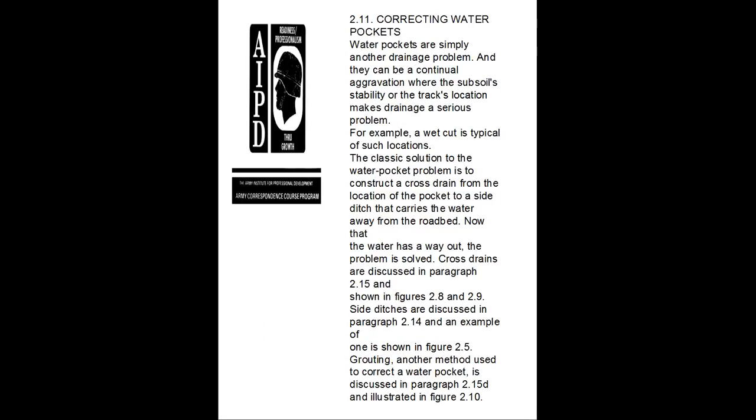Water pockets are simply another drainage problem, and they can be continually aggravated by subsoil instability. Any track location that makes drainage a serious problem, for example a wet cut, is typically such a location. A classic solution to the water pocket problem is to construct a cross drain from the location of the pocket to the side ditch, carrying the water away from the roadbed. Once the water has drained out, the problem is solved. Cross drains are discussed in paragraph 215 and shown in figures 2.8 and 2.9. Side ditches are discussed in paragraph 214, and an example is shown in 2.5. Grouting, another method used in correcting water pockets, is discussed in paragraph 215d and illustrated in figure 2.10.